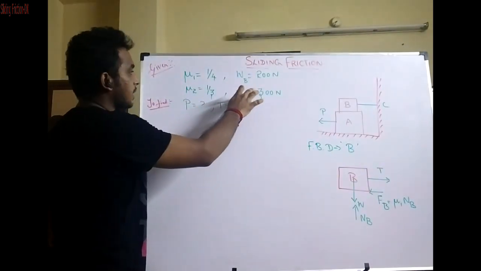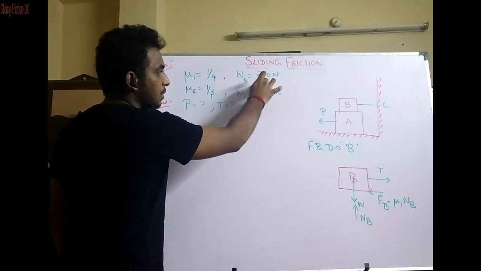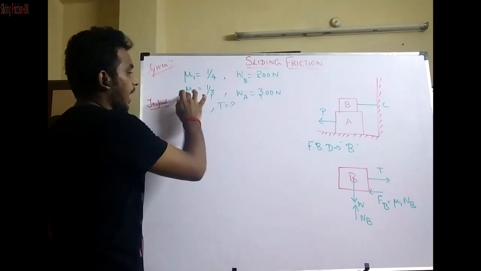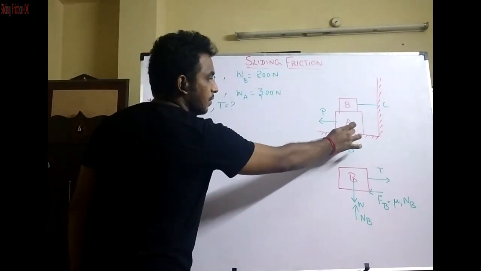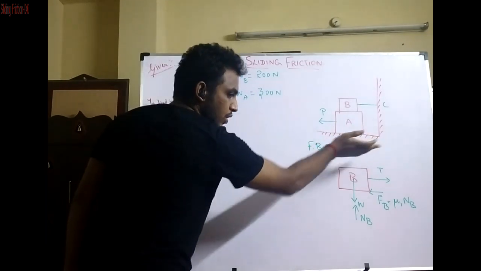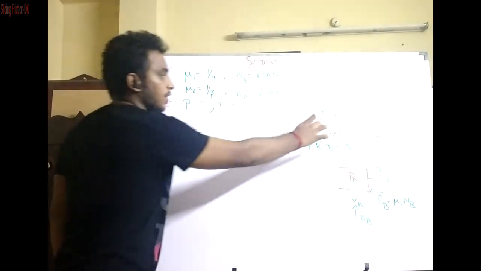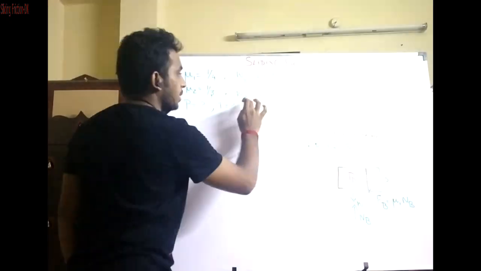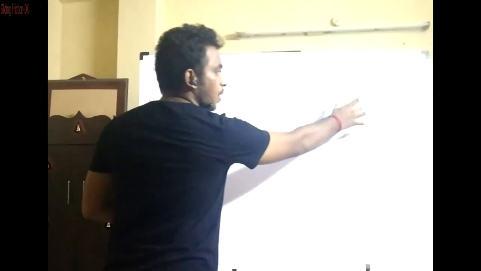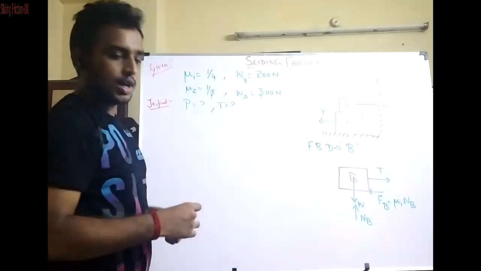and then the weight possessed by that block B is equal to 200 Newton, and then the coefficient of friction between the block A and the floor, that is the horizontal surface, is given to be 1 by 3, and then the weight possessed by block A. First we will be considering the block B and then we will be moving on to the block A.